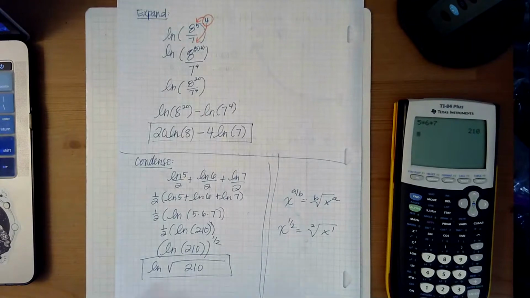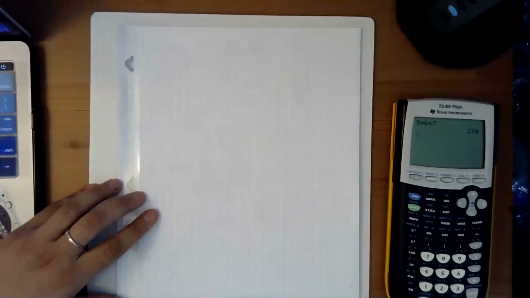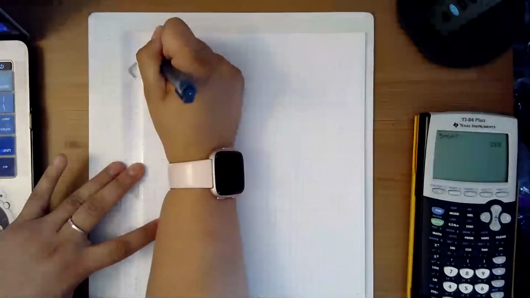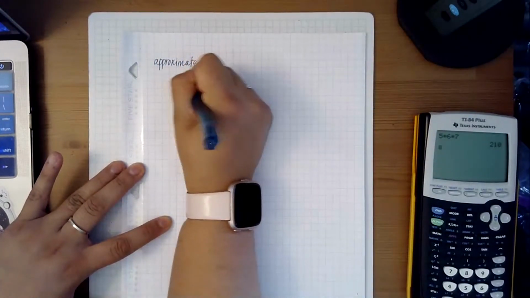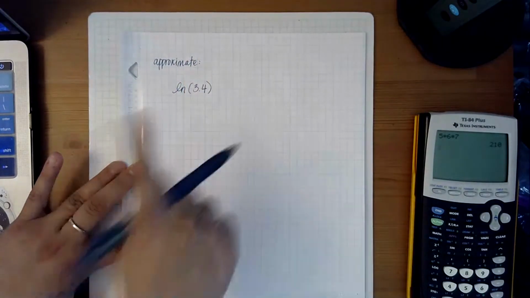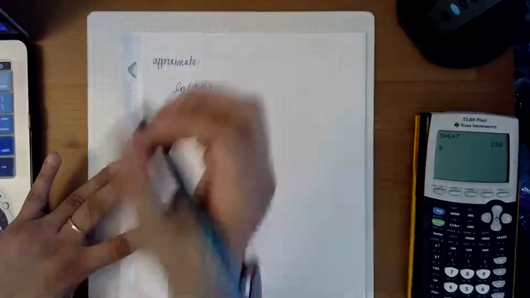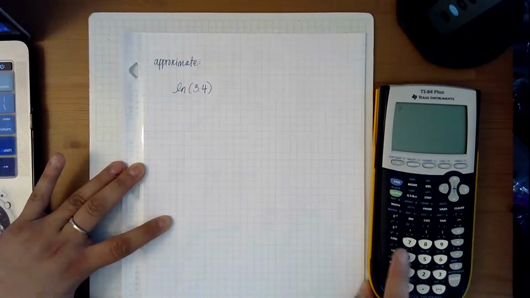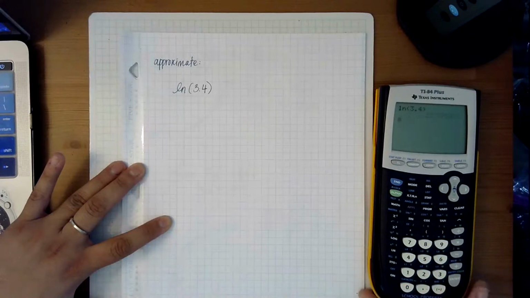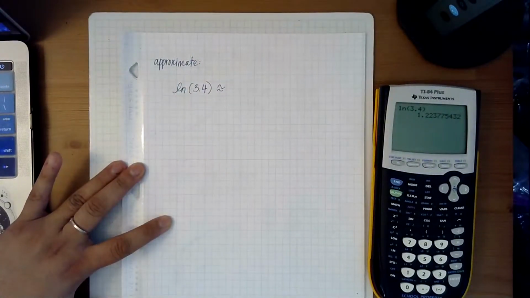Cool. Now I will also ask you to approximate specific output values for given inputs. So if I ask you to approximate, let's say I have ln of 3.4. What I'm asking for is, when the input is 3.4, what is the output for this natural log function? This is how I do it, and I'm going to use a calculator. So clear it, ln 3.4, close the parentheses, and then enter, and it's going to give me 1.22377.